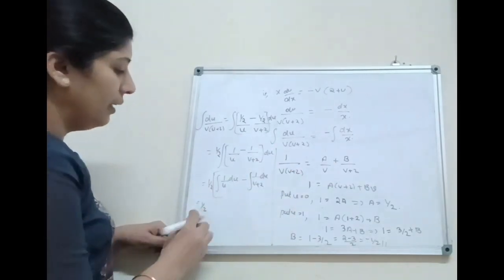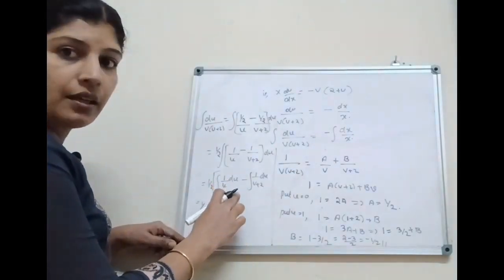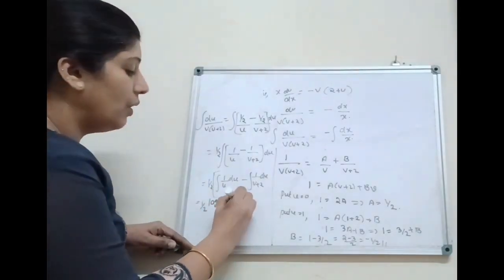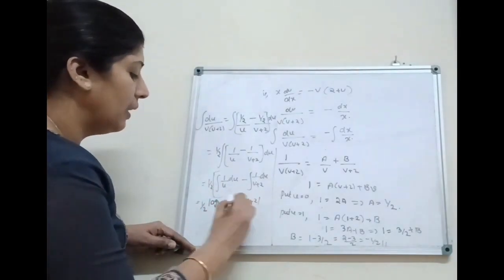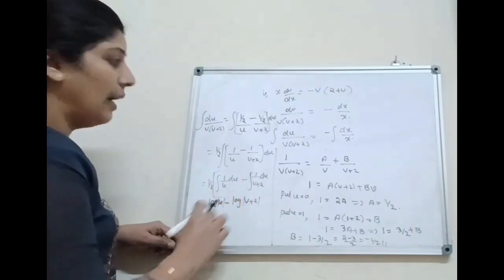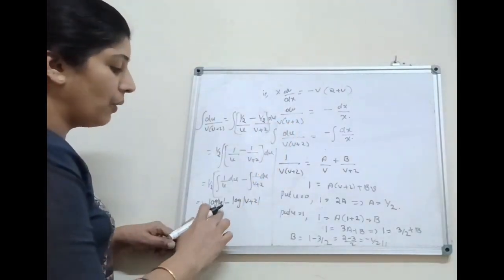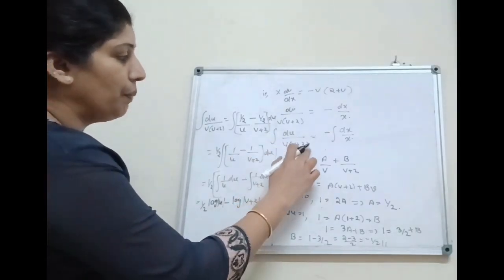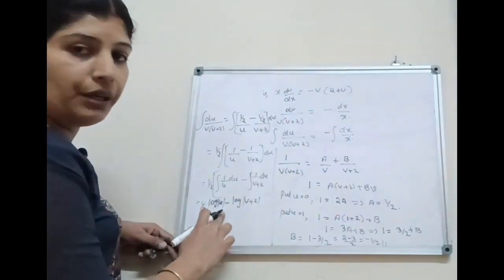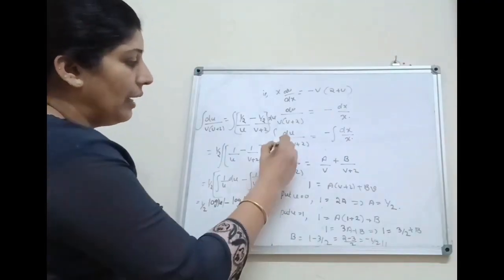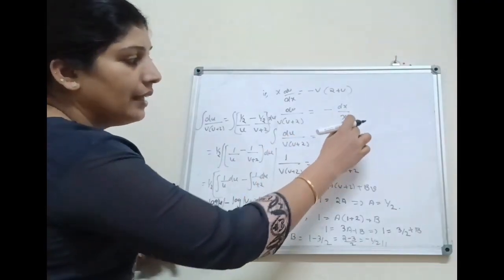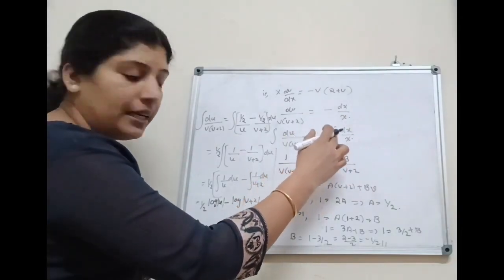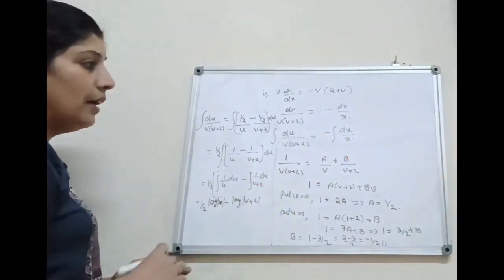Here integral 1 by v dv is log v, minus integral 1 by v plus 2 dv is log v plus 2. That is, the LHS will become 1 by 2 into log v minus log v plus 2. And RHS is what? Minus integral dx by x, that is minus integral 1 by x dx, that is minus log x. Therefore, the RHS will be minus log x.